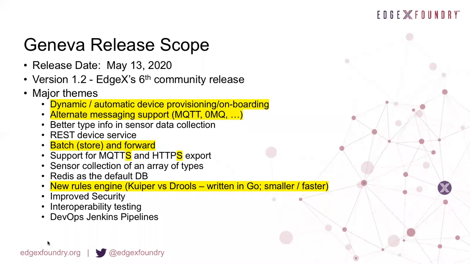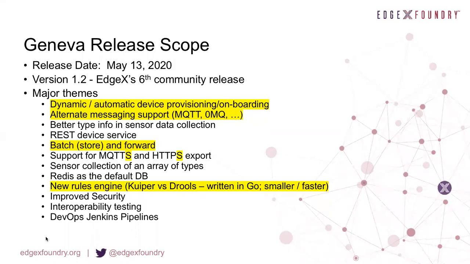We've got better batch store and forward. So now you can schedule when that data is going to be moved to the north side. We support secure MQTT and secure HTTPS export of the data to your IT systems. We're also offering Redis as the default database. Up until this release, we've been using Mongo. Redis offers better open source licensing, and it also offers some capability that makes things a bit tighter, smaller, faster from an edge perspective.